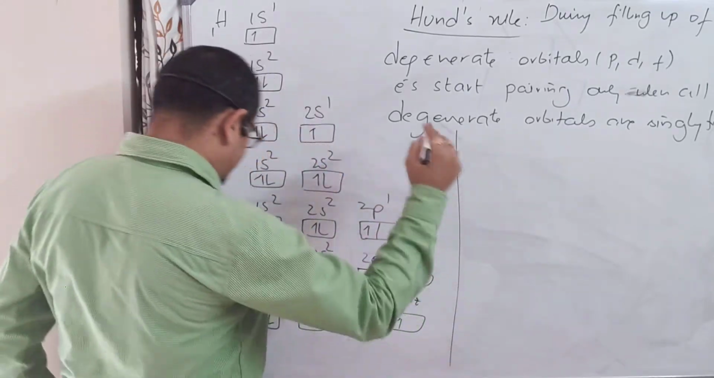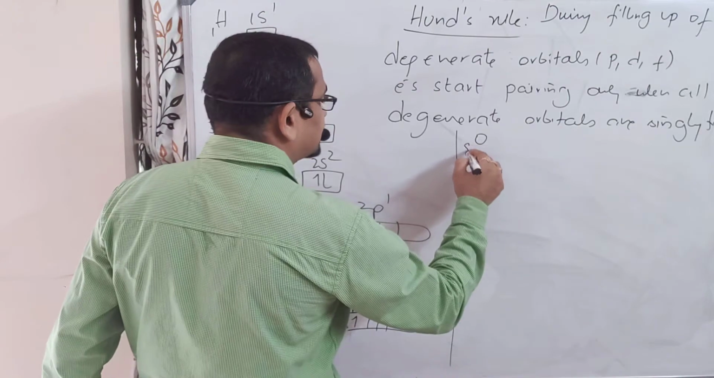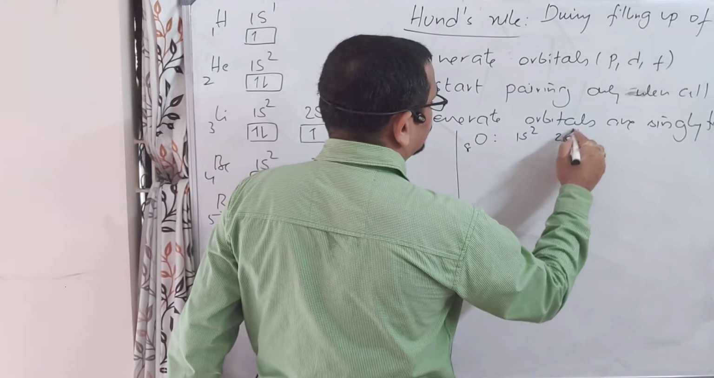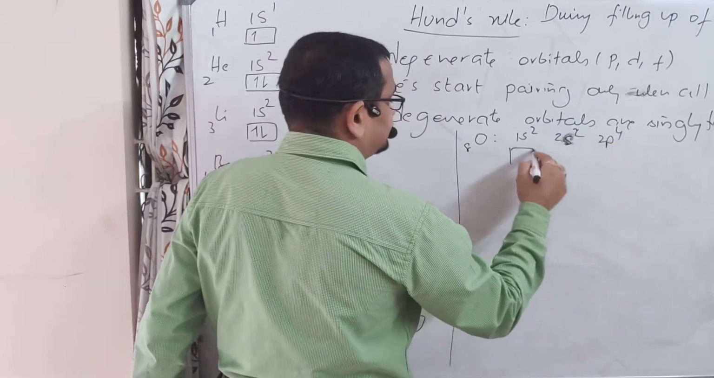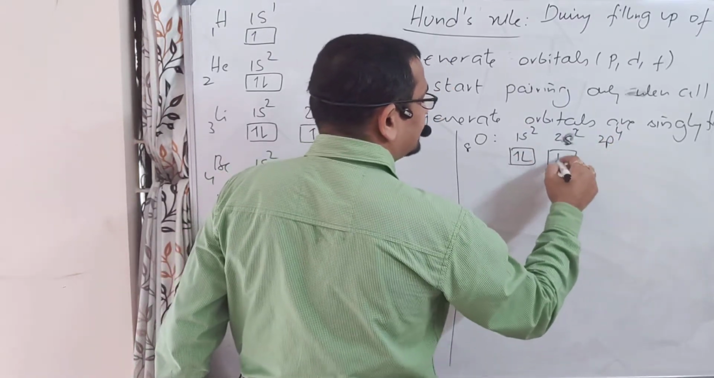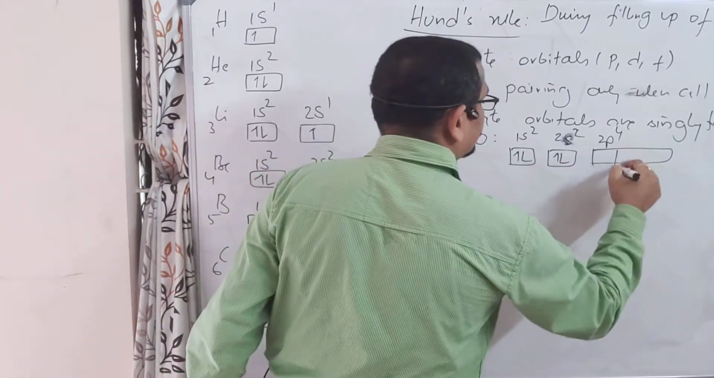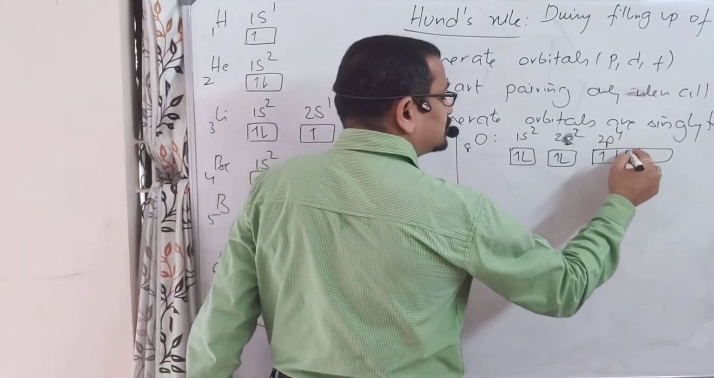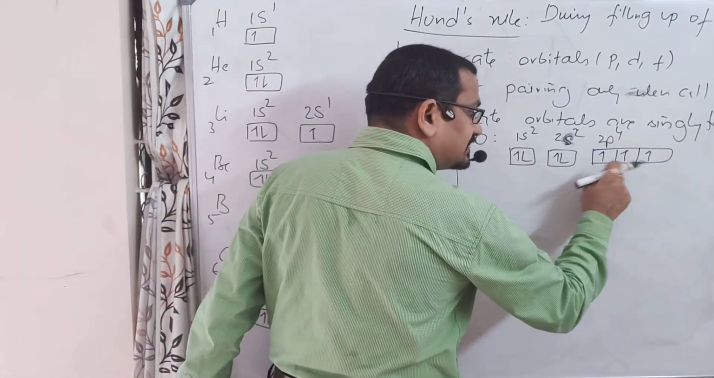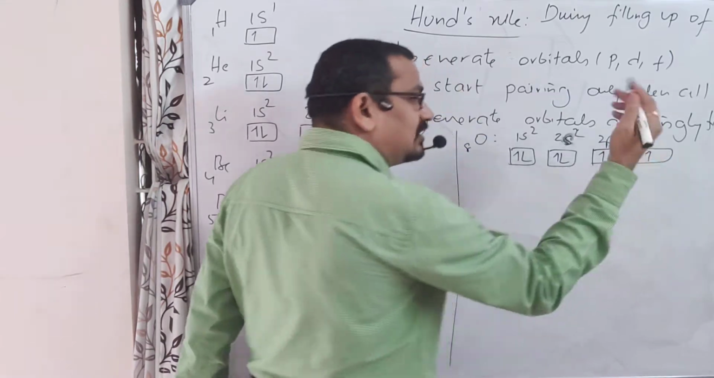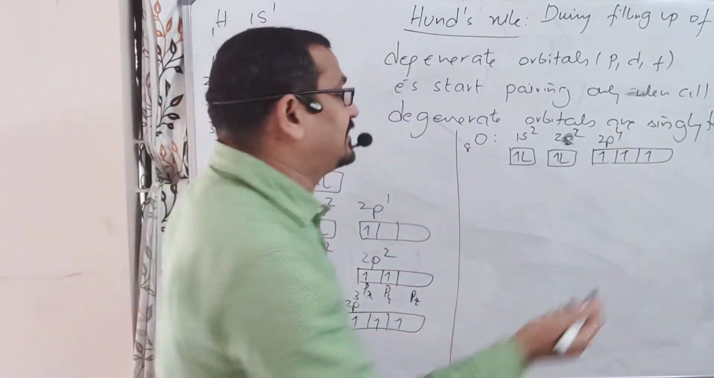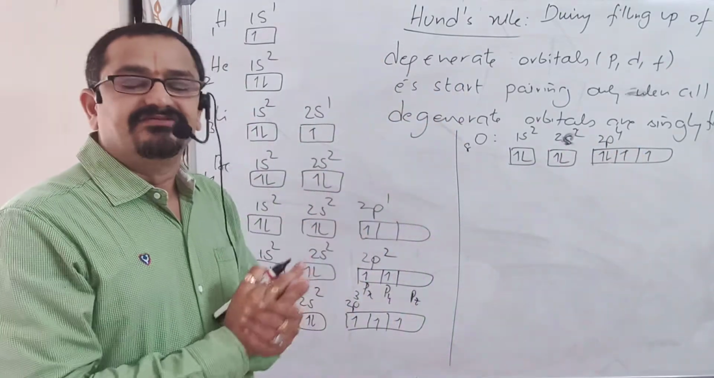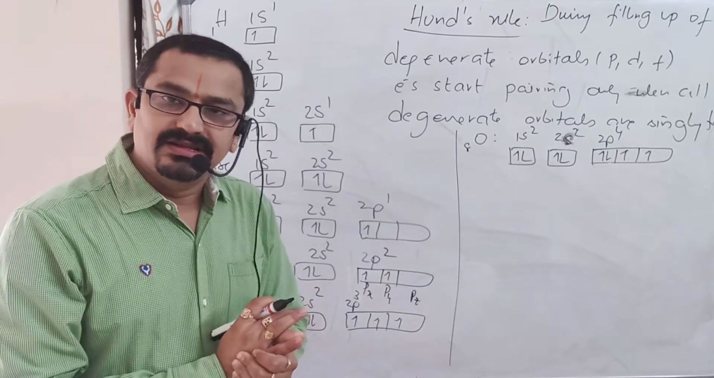And next, when it comes to oxygen, whose atomic number is 8, configuration is 1s2, 2s2, 2p4. Electrons are paired in s orbital. 2p4 means we have px, py, pz again. So 1, 2, 3, all the three are singly filled. Then as all degenerate p orbitals are singly filled, now the fourth electron starts pairing. This is with respect to Hund's rule of maximum multiplicity.